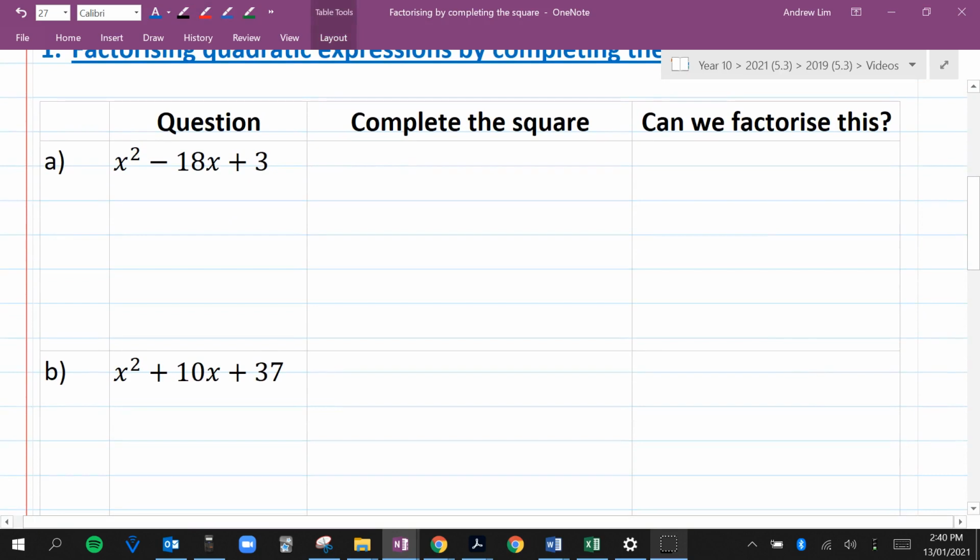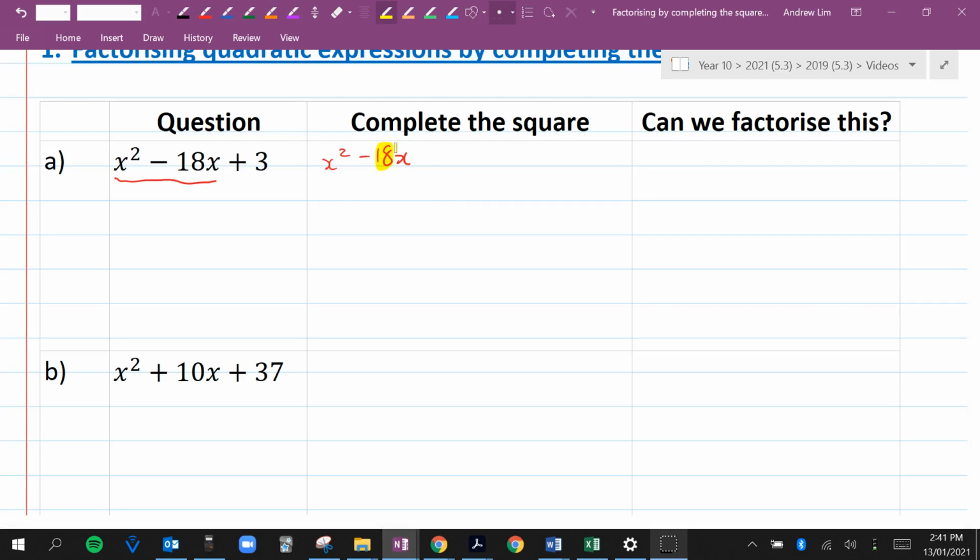Here we have x squared minus 18x plus 3. What I'm going to do is take the first bit, x squared minus 18x, and then halve the 18, ignoring the sign, whether it's plus or minus, and square it. Half of 18 is 9, and 9 squared is 81. So I'm going to add 81. But because I added 81, I'm going to minus 81 as if nothing ever happened. And then I'm going to write my plus 3.